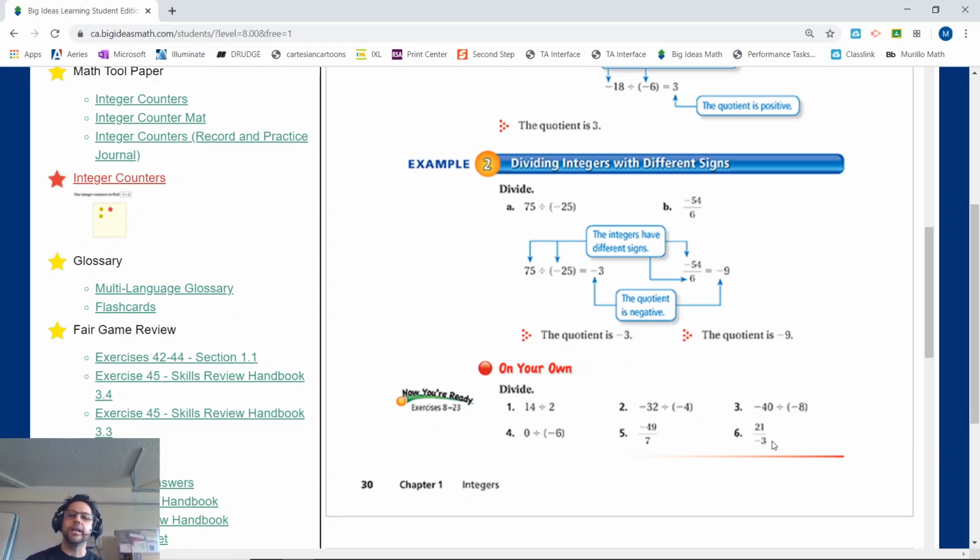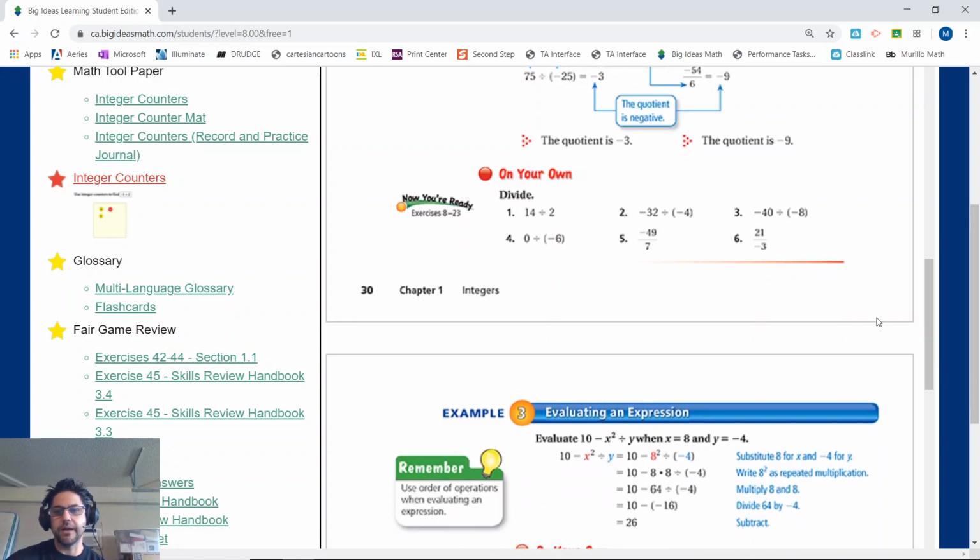So again, really quick, just be careful with your signs, please. We don't want you to forget those important skills when you're in 8th grade. It'll really, really help you out. One of the common mistakes in 8th grade is the signs.